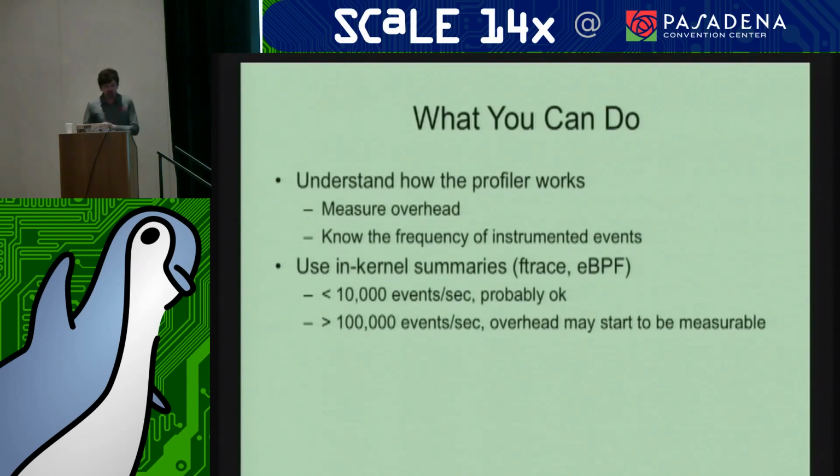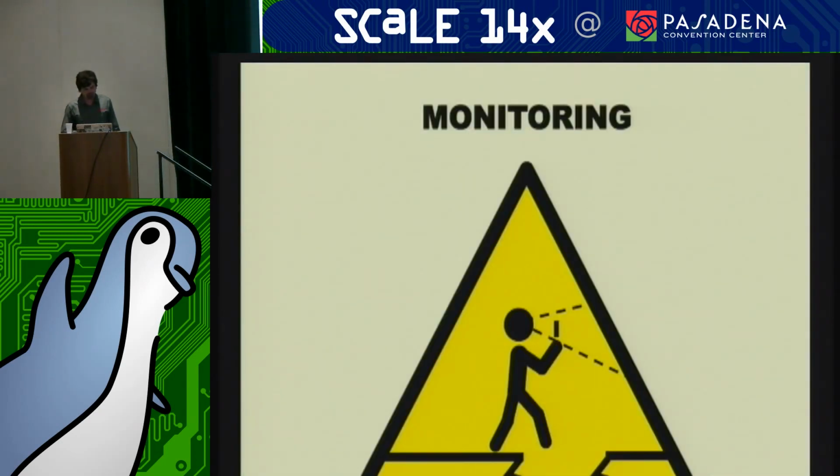So for overhead, for profilers, you do need to understand how the profiler works. How is it instrumenting what it's telling us, and what's the frequency of events? Generally, if I'm going to do in-kernel summaries and it's less than 10,000 events a second, it should be negligible. If it's more than 100,000 events per second, you start to be able to measure it.